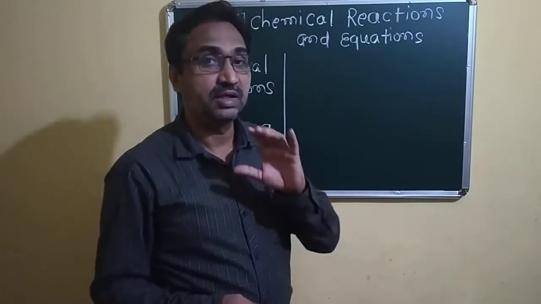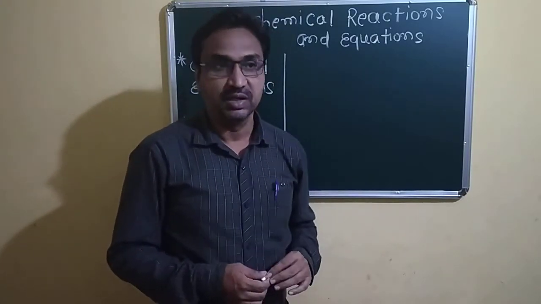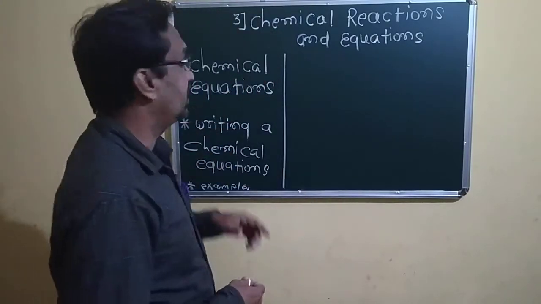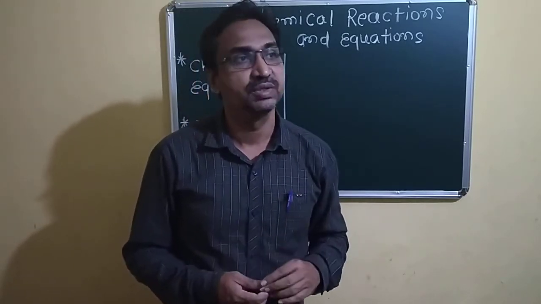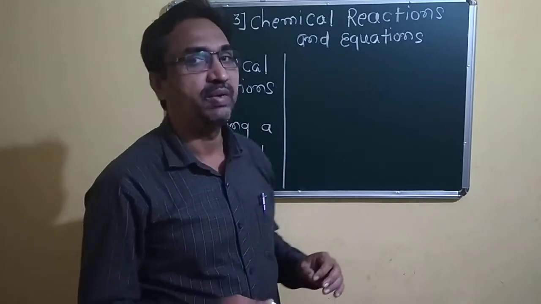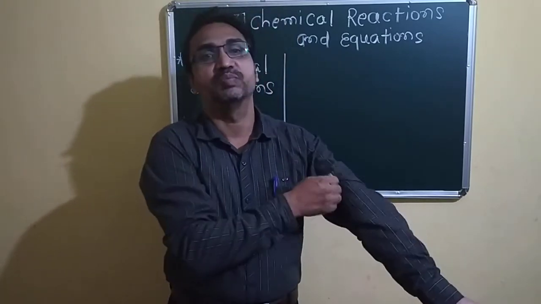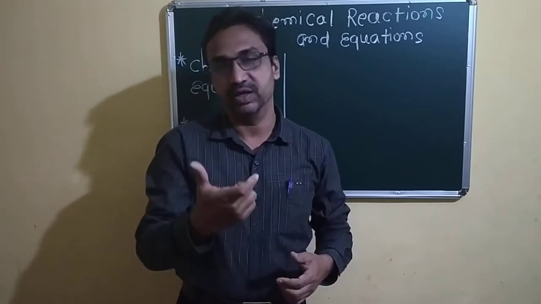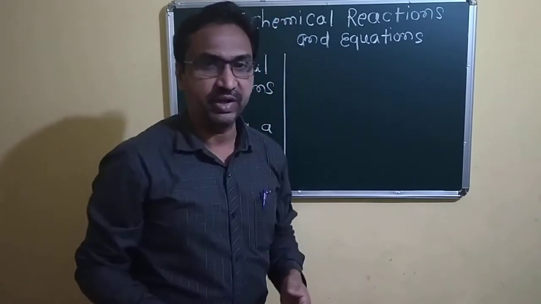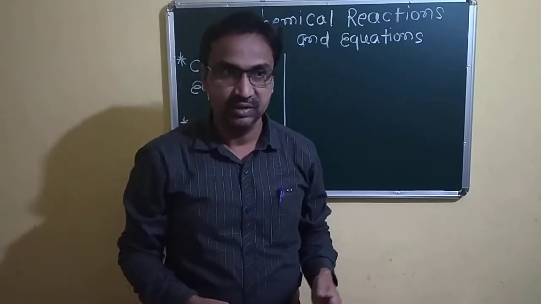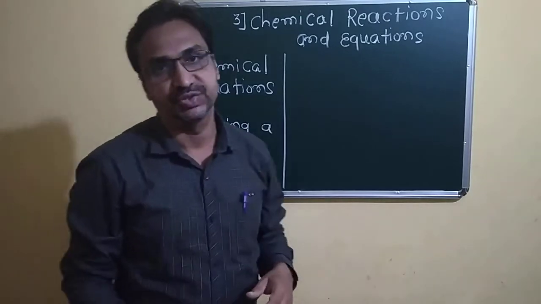But there are certain rules for how to write a chemical change, that is, a chemical reaction. We have to write it as a chemical equation. A chemical equation is the abbreviated or condensed form of the particular chemical change we have taken. For that, we have taken some examples. We will start with the first one, that is, chemical equations.